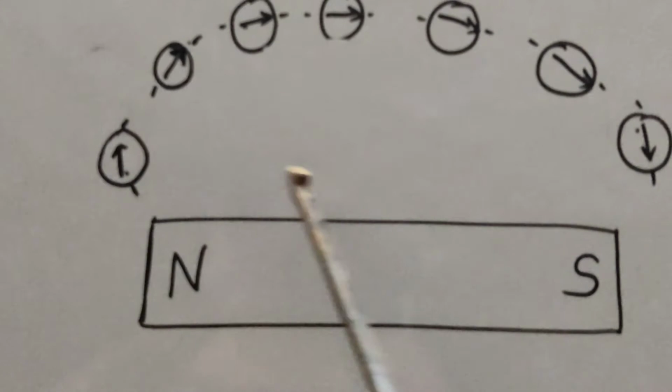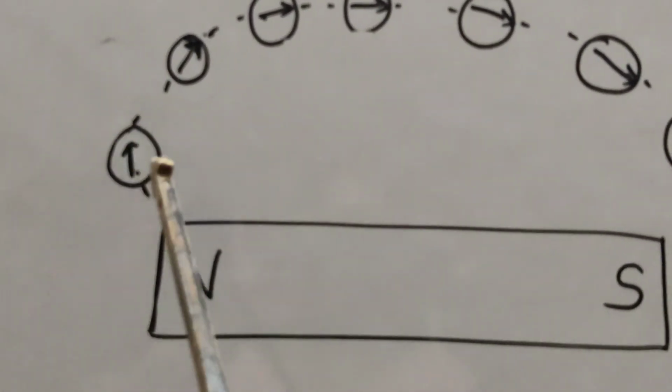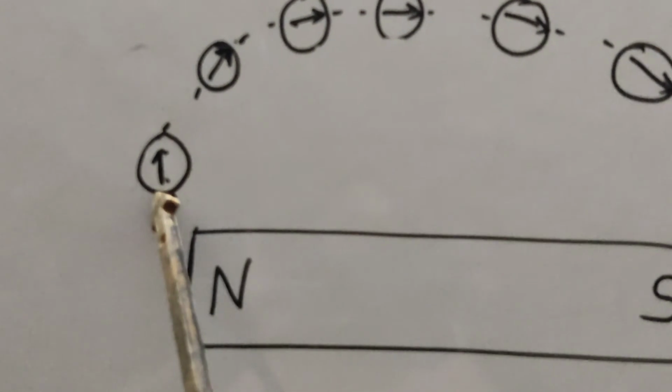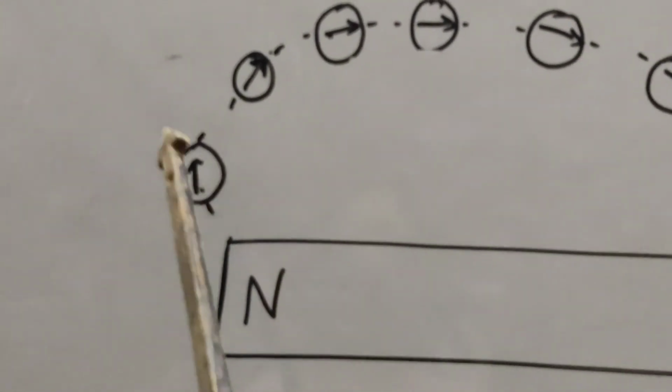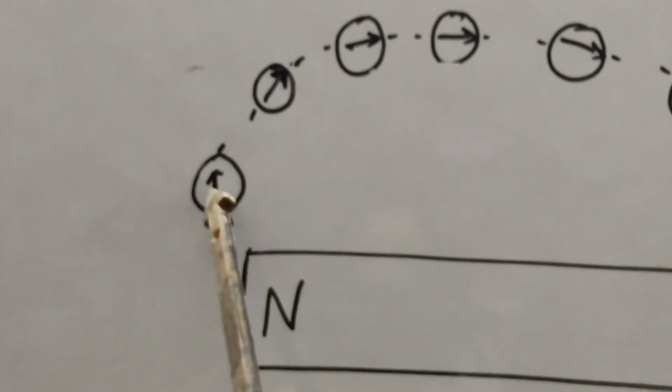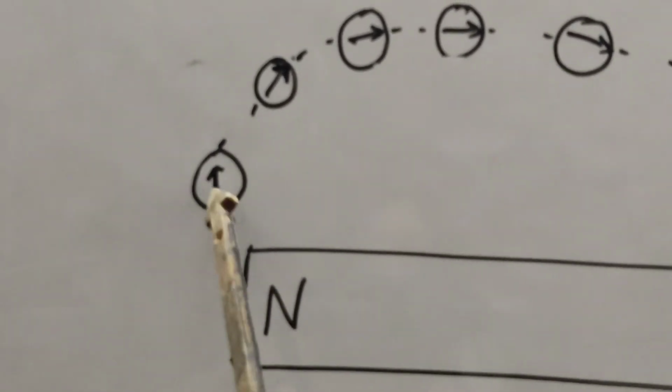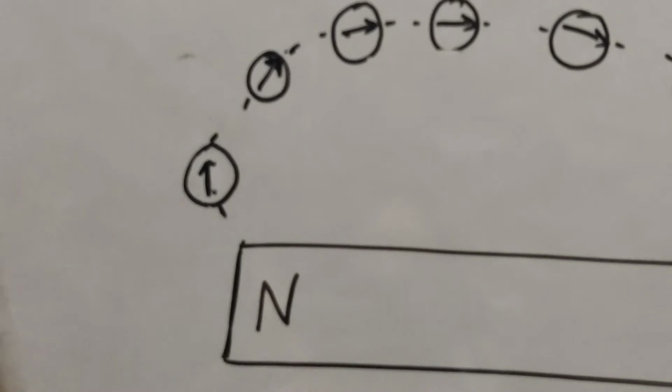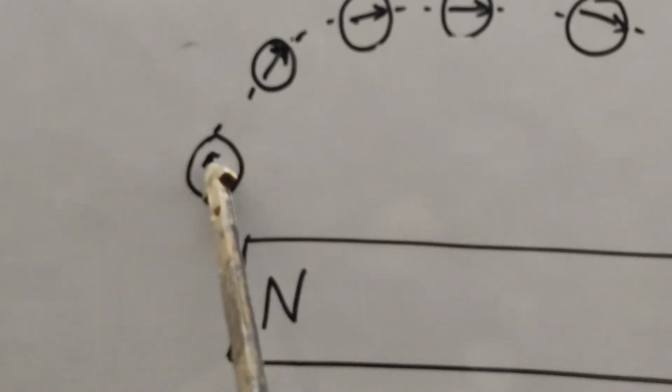After placing this bar magnet here, this represents a magnetic compass. You know what is a magnetic compass? A magnetic compass has a magnetic needle in it which is freely pivoted at its center. It is like a freely suspended bar magnet. Here, this is a tiny bar magnet which is pivoted at its center.